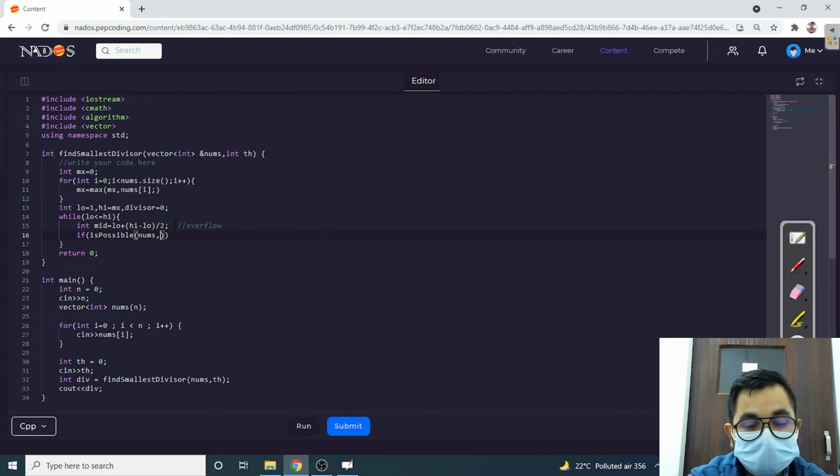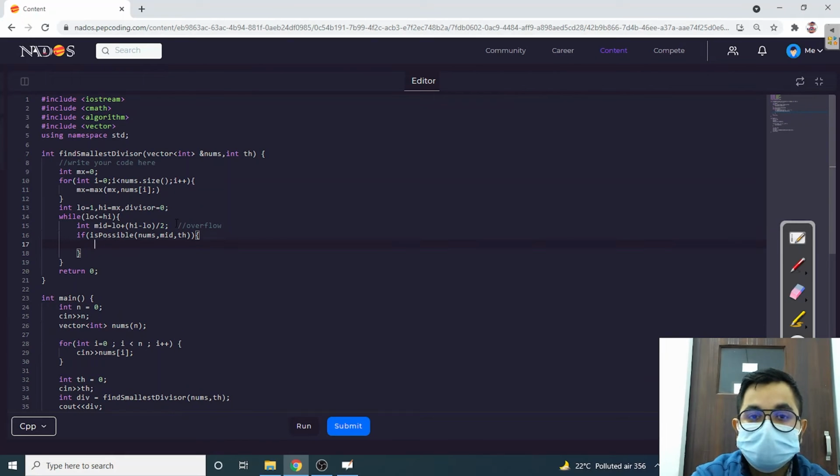Okay, so what I need to pass on is mid, the value which is going to decide if the sum of quotients is less than the threshold. Now I need to give it the threshold also, because if I don't give the threshold to this function, this function is not going to tell me if it is possible or not.